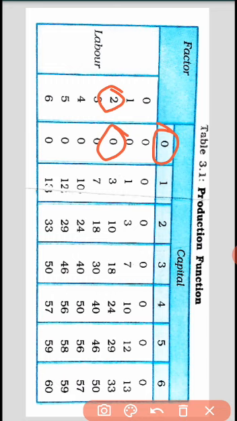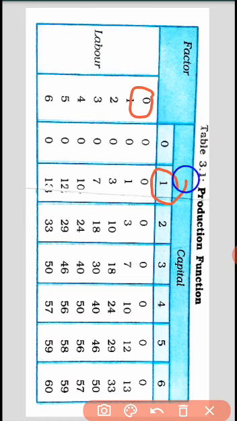So here it is showing that you have 2 labors, but capital is 0. That means you don't have property. So how are you able to produce? The production will be 0. And at the same time, if you have 0 labor and 1 acre of land, still you are not able to produce, because you have property but no labor to work on that field. So if one element is 0, your production will go to 0.